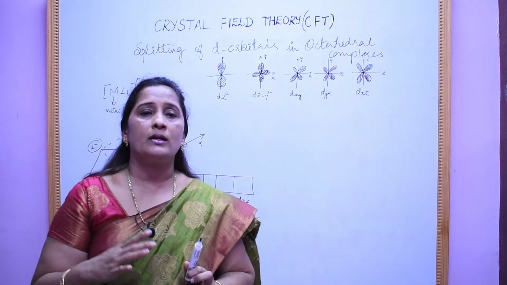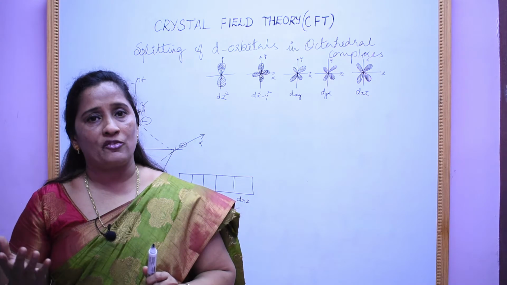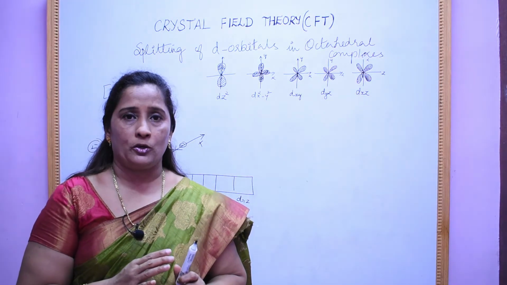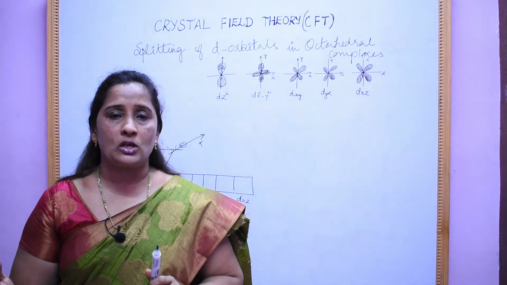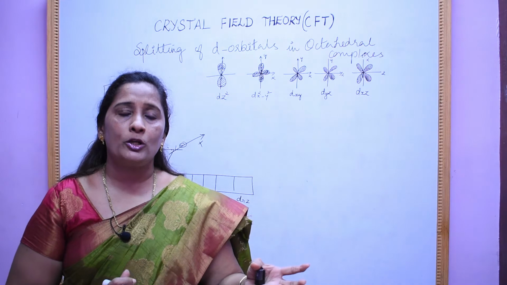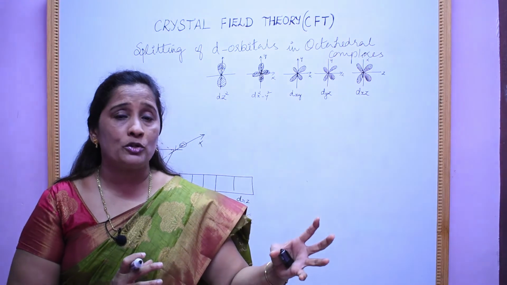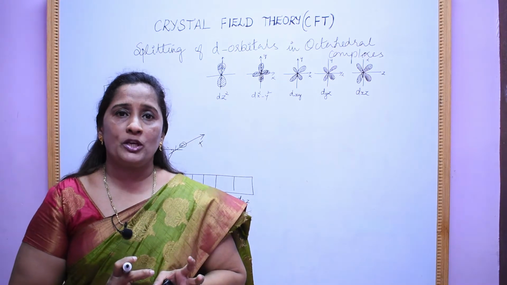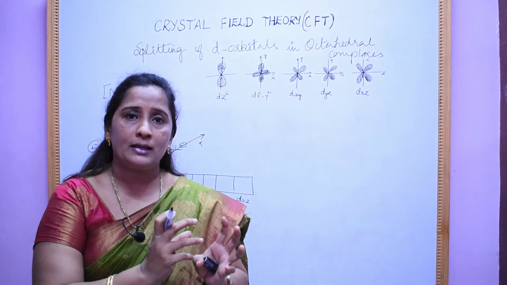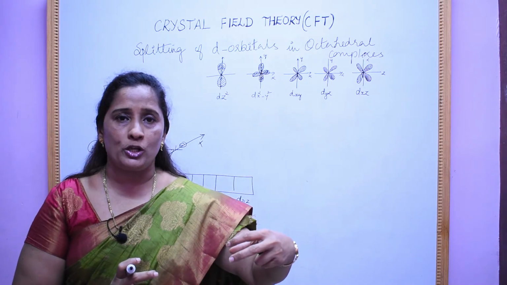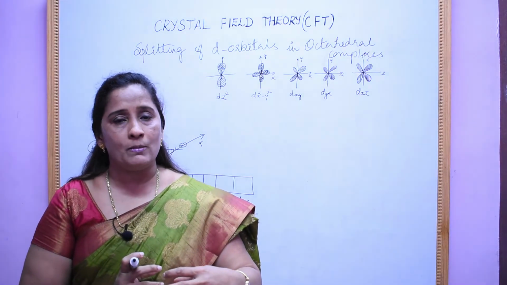The ligand may be a negatively charged ion like F minus, Cl minus or CN minus, or it can also be a neutral molecule, right? The negatively charged ions are called point charges. We have also discussed that when a neutral molecule approaches the metal cation, it is polarized by the positive charge of the cation. Therefore, a polarity is created in the molecule, and only the negative part of the neutral molecule will be attracted towards the central metal cation.